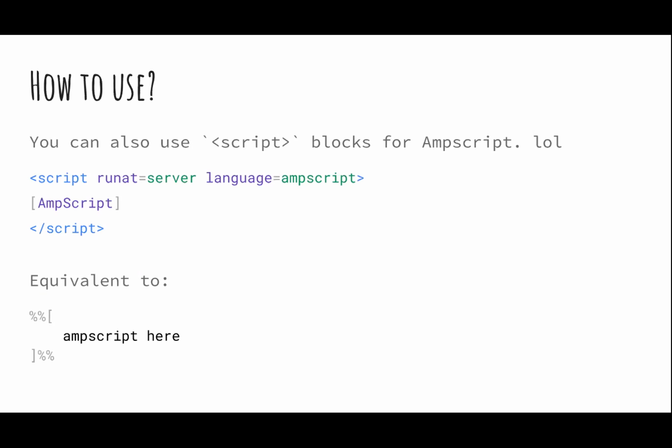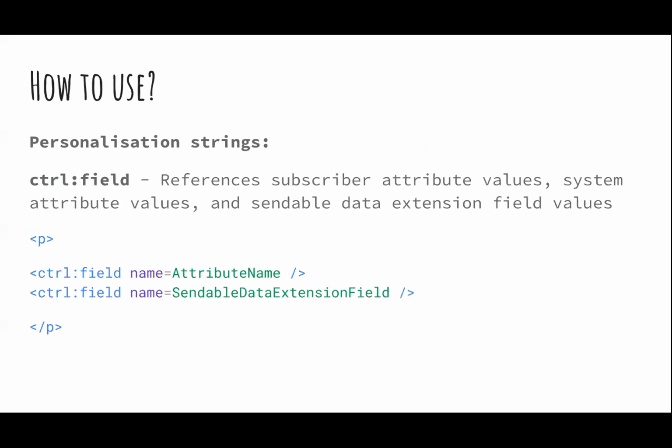But the equivalent is using your %% square bracket. And obviously that's more familiar. I actually don't think I've ever seen the AmpScript script tag in any sort of production system. But anyway, it makes sense, shorter and easier to remember. The only thing to note there is that if you start with a script tag, you have to end with a script tag. You can't start with a script tag and end with a square bracket %%.